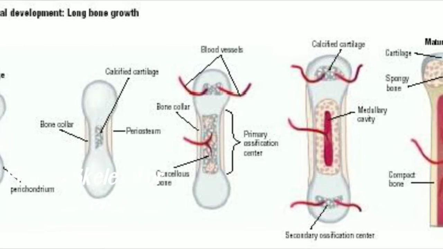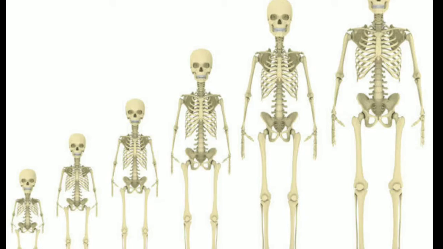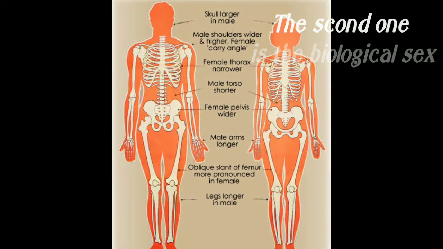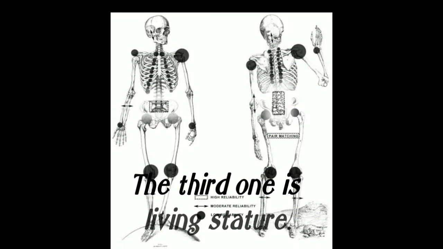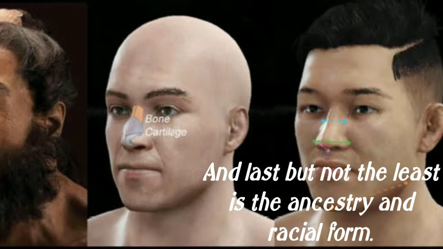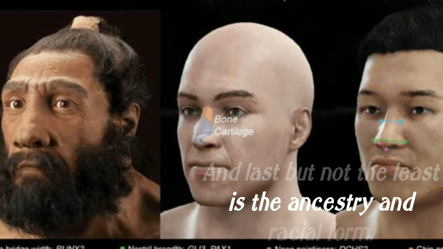First, the skeletal or developmental age. It identifies the age of the skeleton, to identify in what year or how long it lasts. Second one is biological sex. It is to identify if the skeleton is male or female. The third one is living stature. And last but not the least is ancestry or racial form. It is to identify where it came from and what family or race it belongs to.